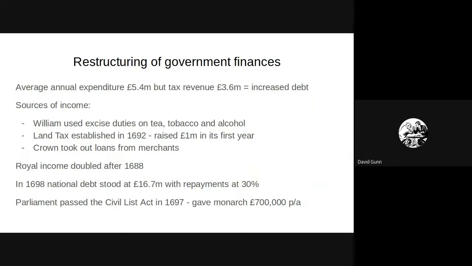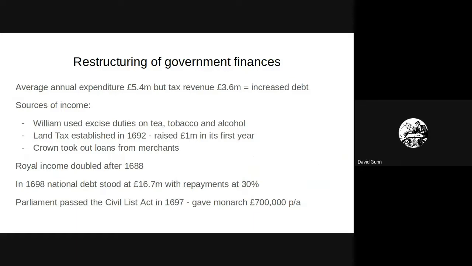And despite this, the national debt by 1698 stands at 16.7 million with very high interest. So it's going to get worse. At this period, this is a real central concern for government. How are we going to pay for the war? How are we going to pay off the debt?